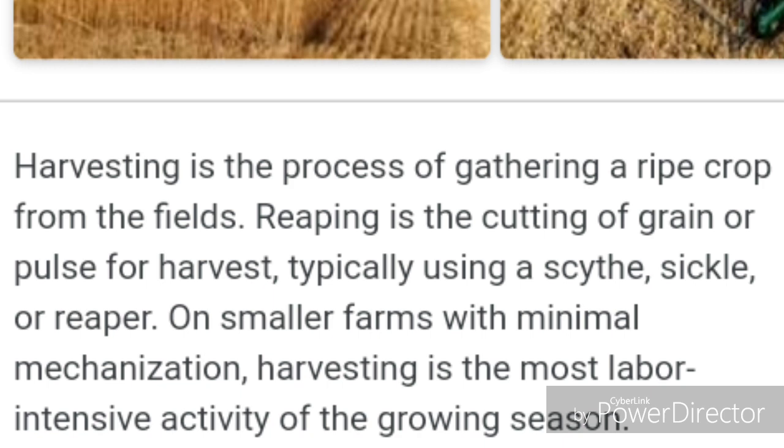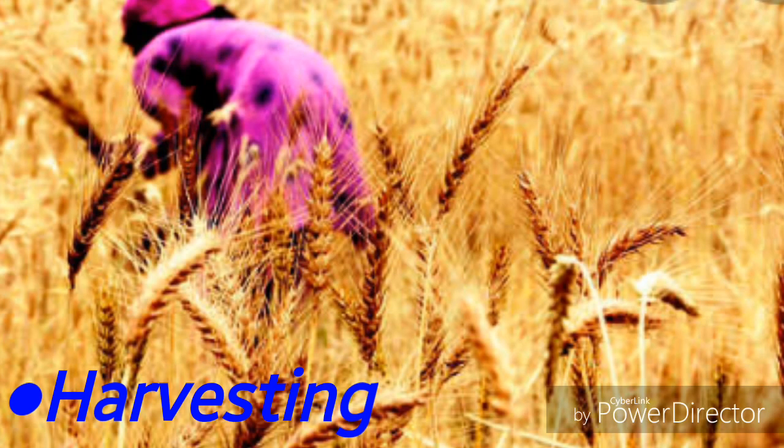Harvesting is the process of gathering a ripe crop from the fields. Harvesting is the cutting of grain or pulse for harvest, typically using a sickle. On smaller farms with minimal mechanization, harvesting is the most labor-intensive activity of the growing season. In this picture, you can observe a farmer collecting food grains from the field. This is called harvesting.